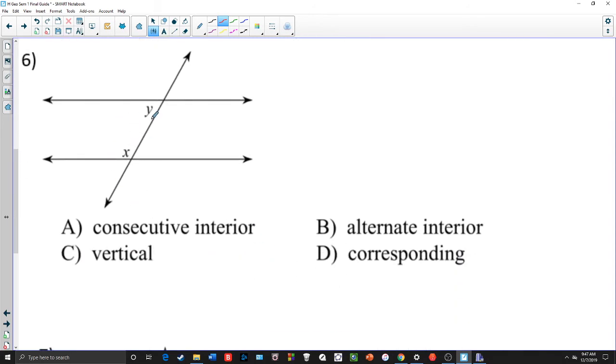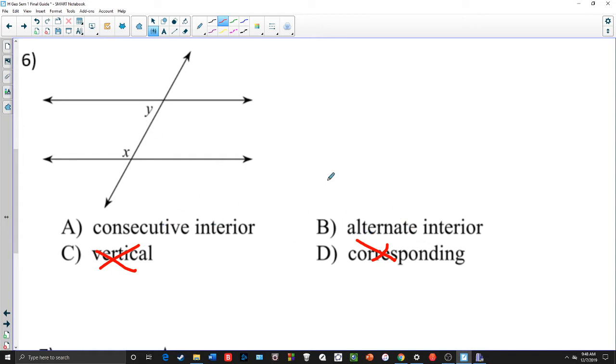This one, again, same issue. Let's see here. Well, they're not corresponding because as we just said, if we make a little box around x, make a little box around y's, y is in the lower left-hand corner, x is in the upper right-hand corner, so they definitely can't be corresponding because they're both in different corners there. So we can't use that. Vertical, again, they don't make an X shape because they're disconnected, so it can't be vertical. Alternate interior and consecutive interior. Well, they're both interior, so both of these are possible.